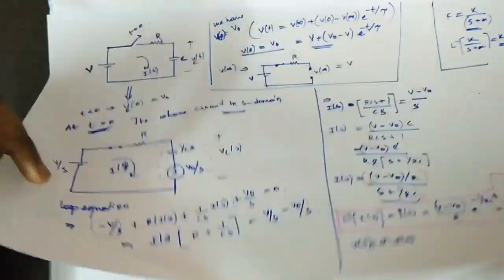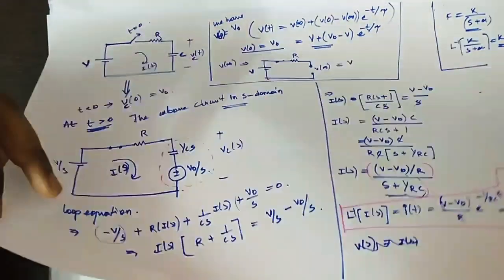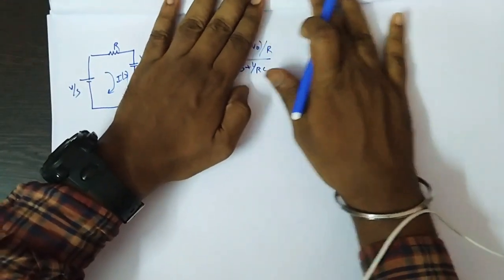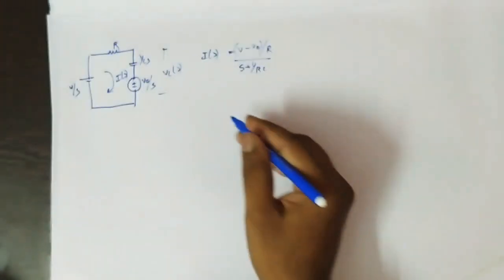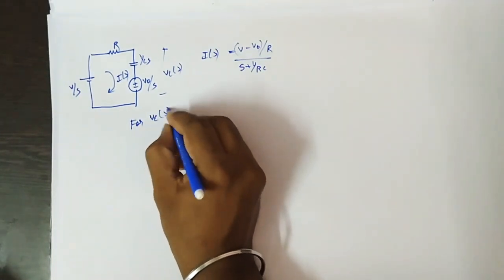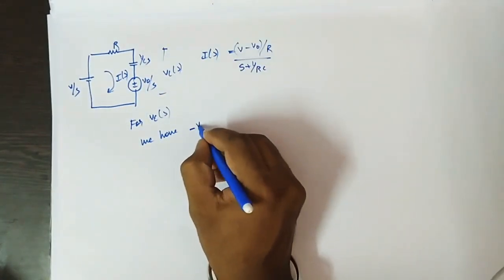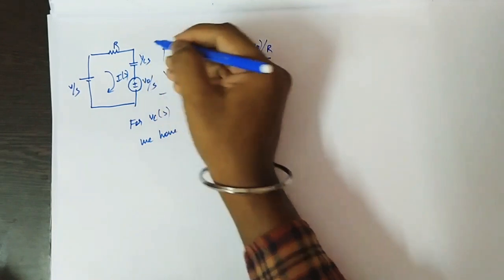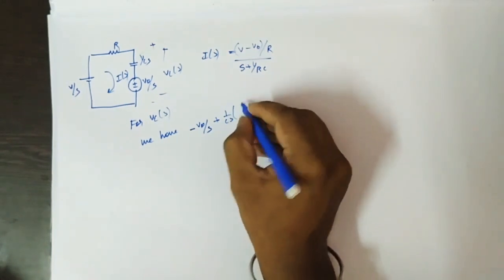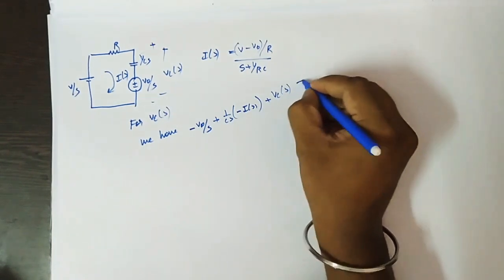You got I of s equal to (v minus v naught) by R by (s plus 1 by RC). So this is the current expression you got. Now for Vc of s, we have a loop equation: minus v naught by s. So we take this external loop equation, plus 1 by Cs into minus I of s plus Vc of s equal to 0.